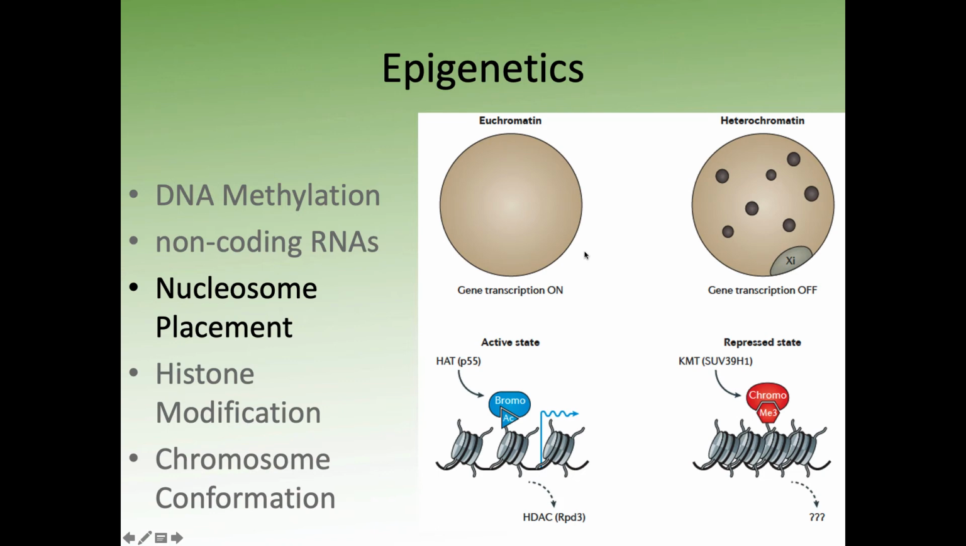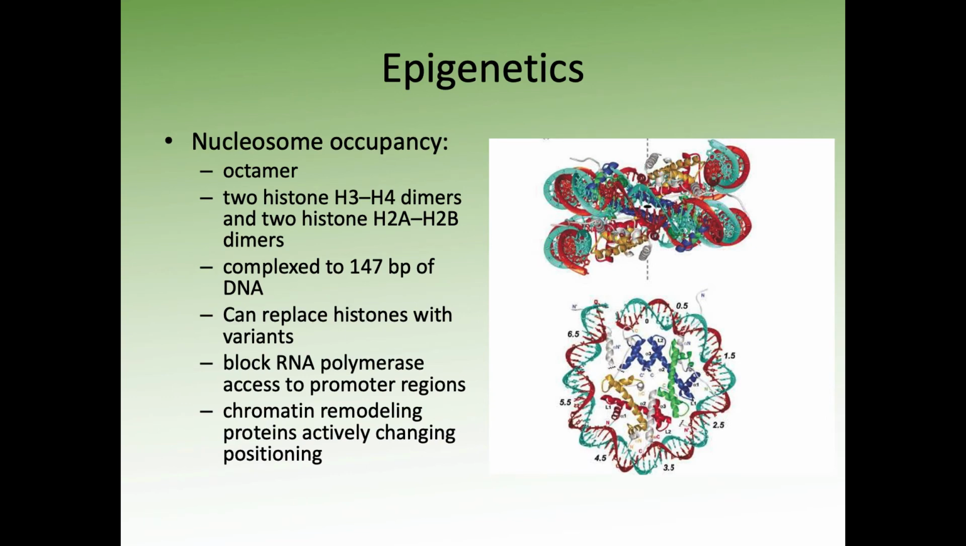Another method of epigenetic control is examining nucleosome placement. When we think about nucleosomes, what do we think about? These are octamers, right? They are generally two histone H3, H4 dimers and two histone H2A and H2B dimers.